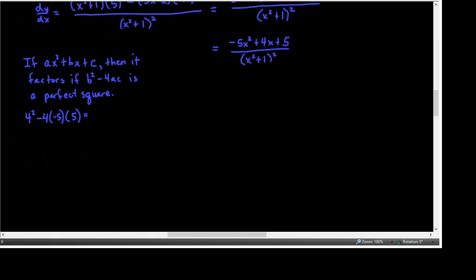So that's 16 plus 100. 116 is not a perfect square. 100 is a perfect square. It's 10 squared, and then 11 squared is 121. So there's not a nice integer squared that would equal 116. So therefore, I can claim for sure that negative 5x squared plus 4x plus 5 does not factor, which in other words means it is prime. It doesn't factor when it's prime. Okay, so that answer is our final answer up there to the right.